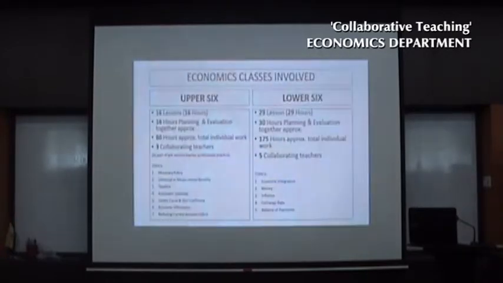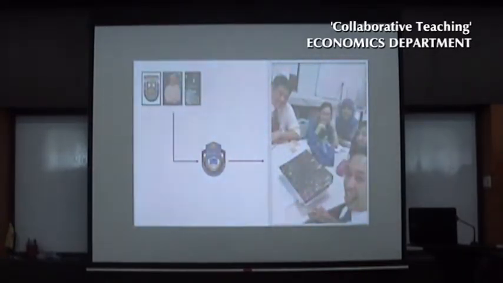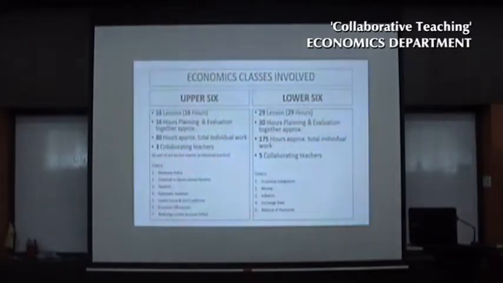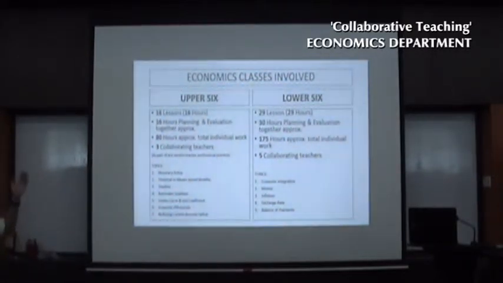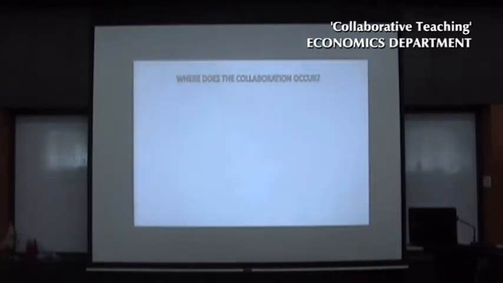Okay? And in that way we can bridge the gap between what we've learned in university and how we teach in schools, basically putting into practice what we've learned. So these are the classes involved, both upper 6 and lower 6. There's a number of lessons there, the hours clocked, and all the topics that have been taught by us 5 or 3 of us. Alright? So, where does the collaboration occur?